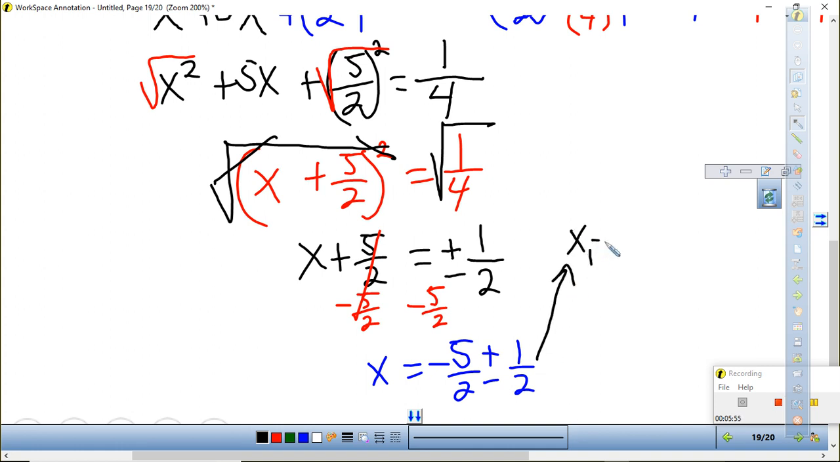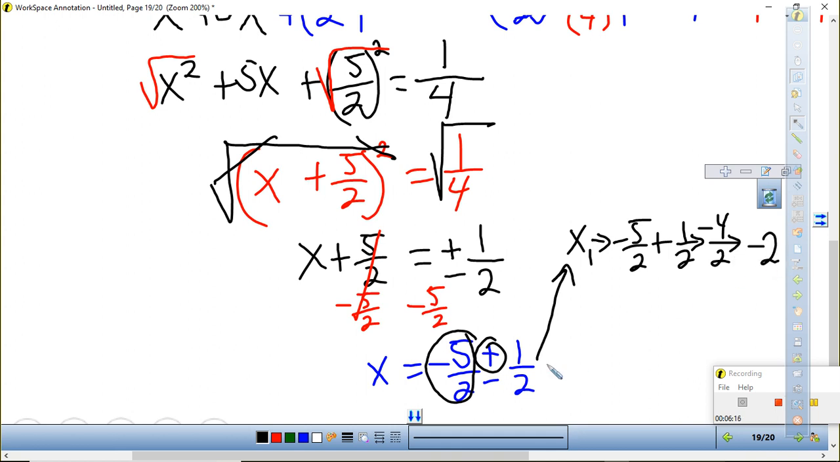X sub 1 is negative 5/2 plus, what is this? 1/2. Let's see. What is negative 5 plus 1? Negative 4. Common denominator is 2. What is negative 4 divided by 2? Negative 2. X sub 2. Again, negative 5/2 minus 1/2. What is negative 5 and negative 1?